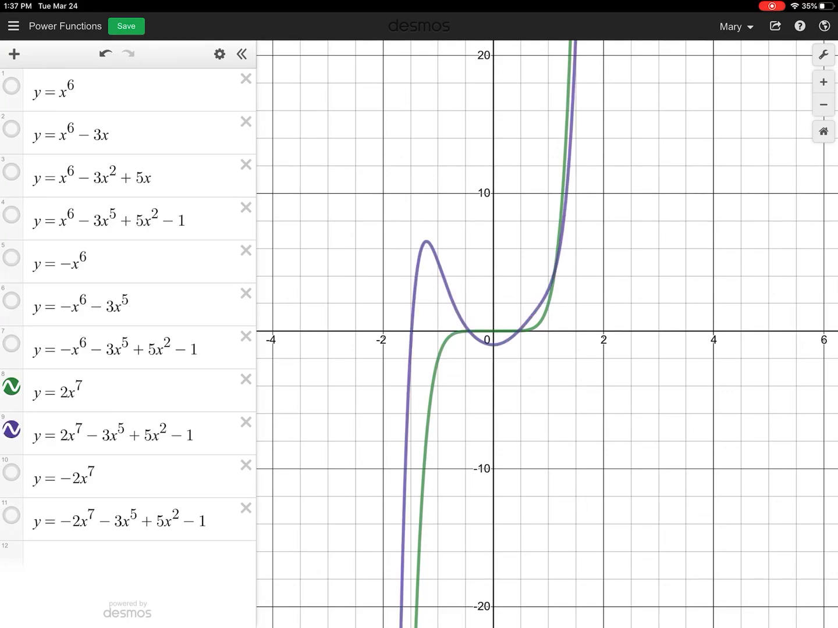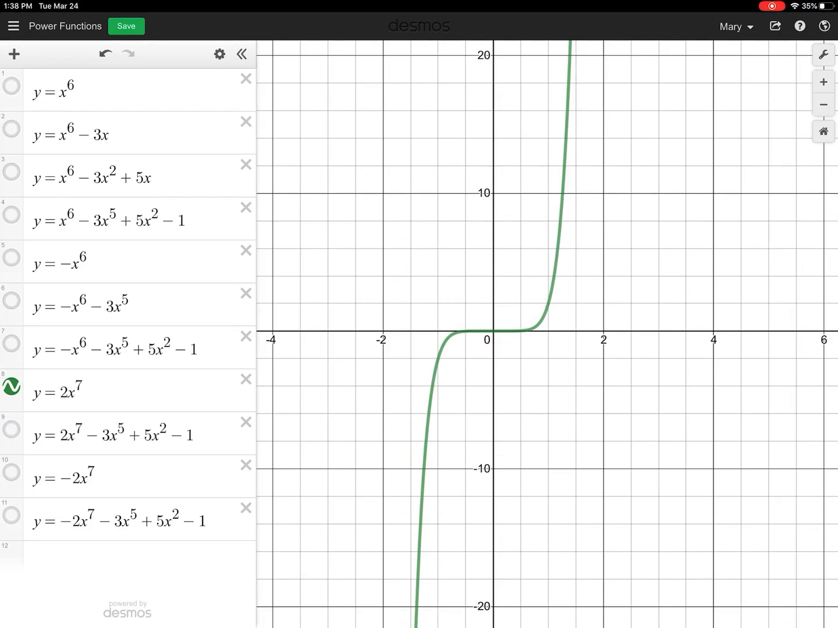If I manipulate more terms on the 2x to the 7th, but make sure that all of those exponents are smaller than 7. So 2x to the 7 minus 3x to the 5 plus 5x squared minus 1. In purple, the middle of the graph changes, definitely, but the graph still goes down to the left and up to the right, just like the power function, just like the 2x to the 7.